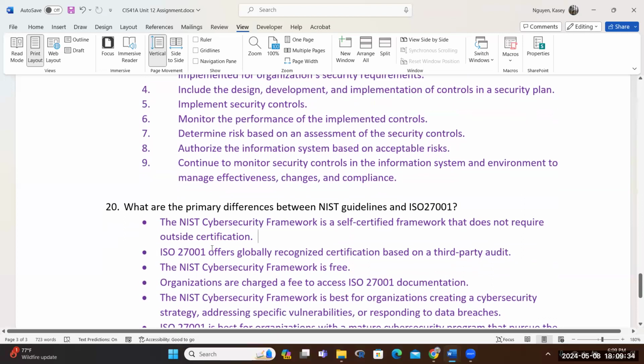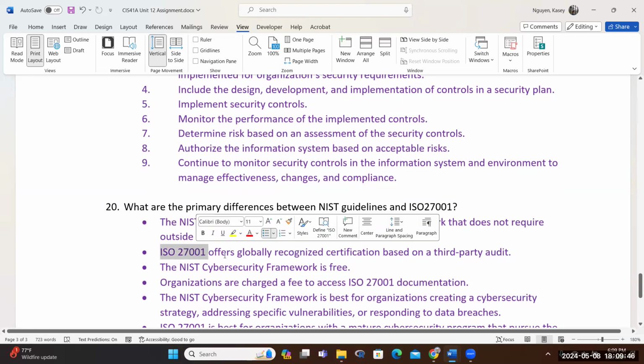And the one that we use in IT and cybersecurity is 27001. It is globally recognized in Europe, anywhere in the world. Everybody implements ISO 27001.